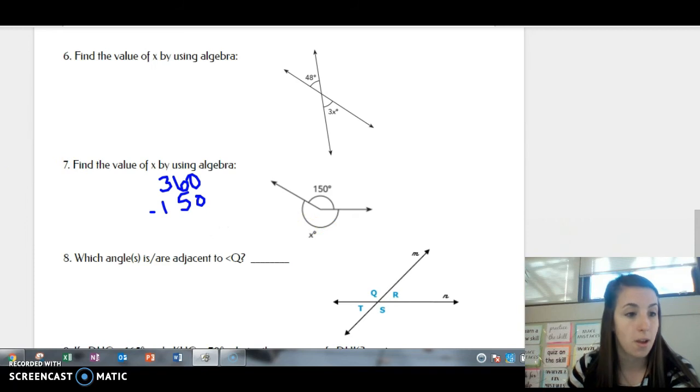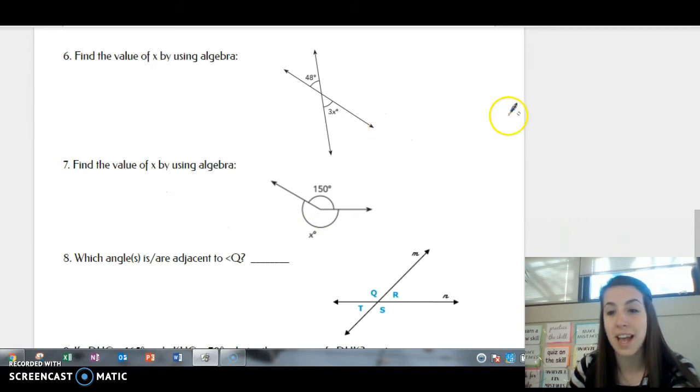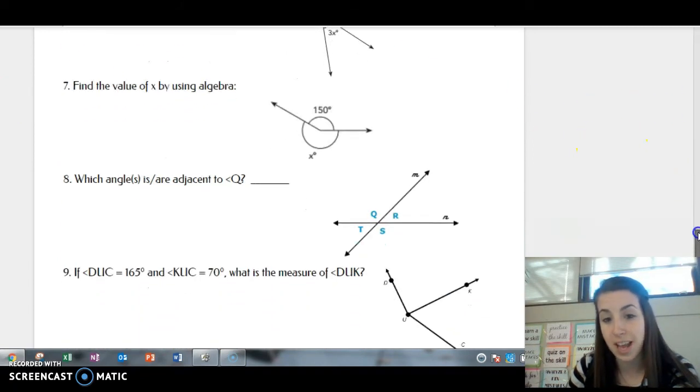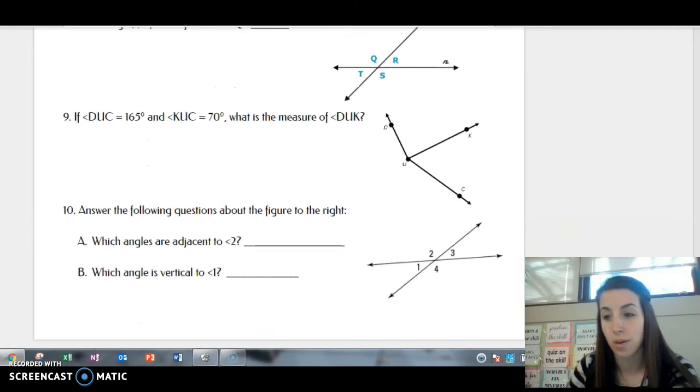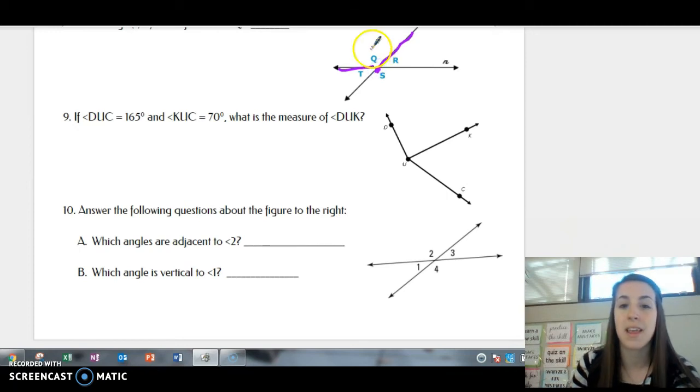Okay? Question 8 is asking about adjacent angles. Remember, if it's an adjacent angle, then you are finding angles that are next to each other or adjacent to each other. So it looks like it wanted the ones that are adjacent to Q. Remember, adjacent means that they share the same line and vertex. Or on this side, they could share the same line and the vertex. So see if you can give me the angles that are adjacent to Q or next to Q.